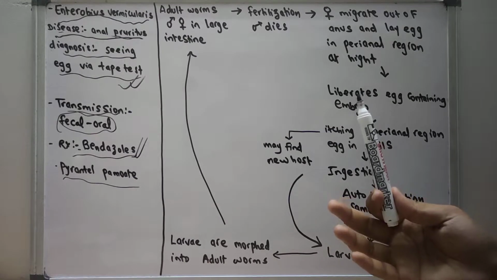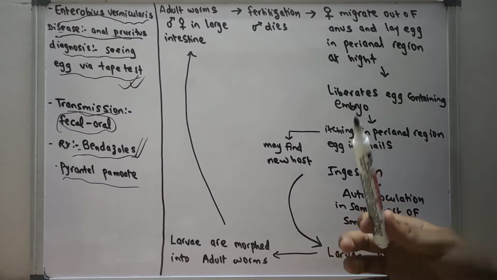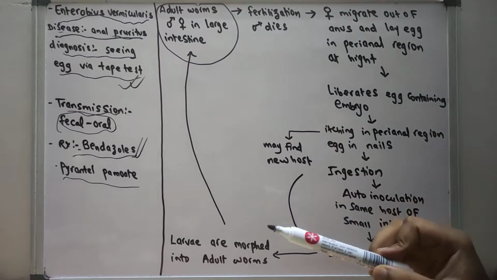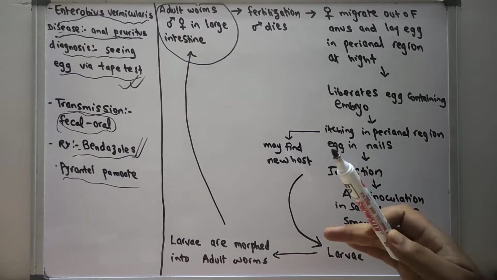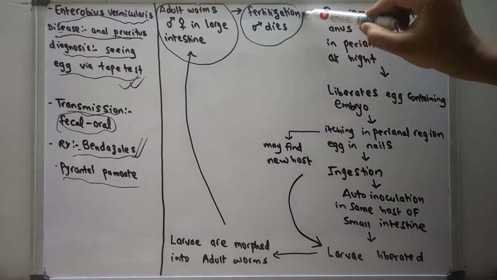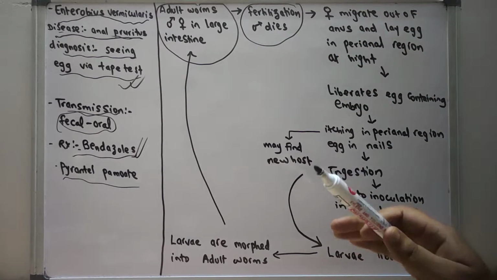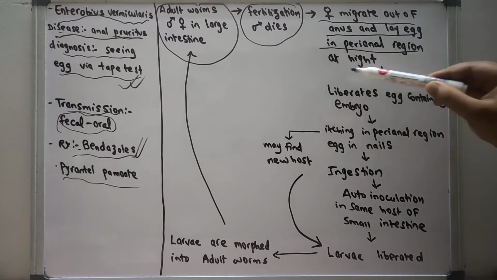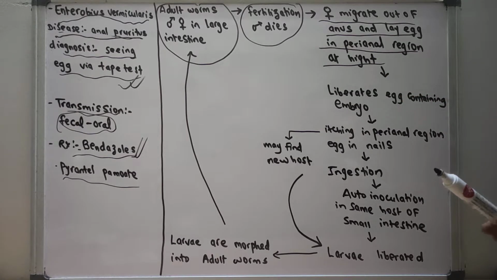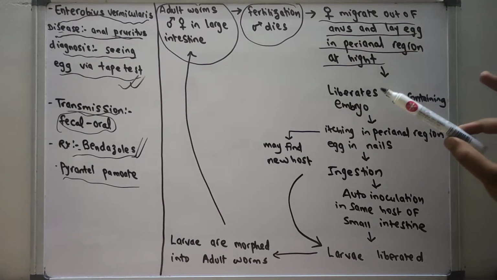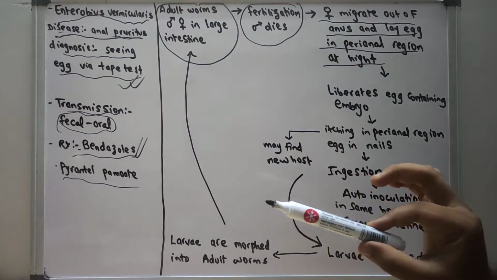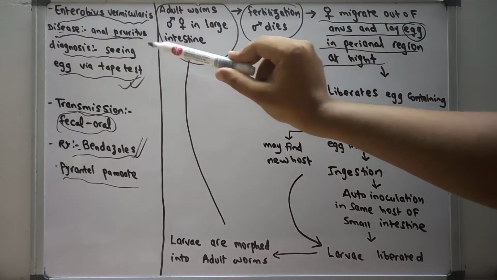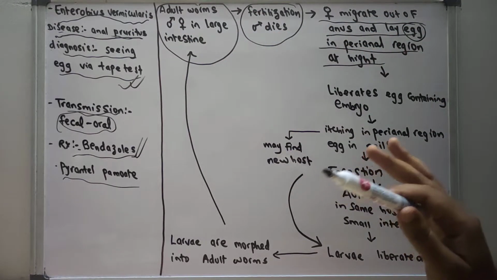Now let us discuss the life cycle of Enterobius vermicularis. What happens is that the adult worms are in the large intestine. Both male and female adult worms are present. After fertilization, the male worm dies and the female worm migrates out of the anus and lays eggs in the perianal region at night. During this laying of eggs, if we use the tape test, the eggs get attached to the tape, so we can directly visualize them in the saline wet mount.